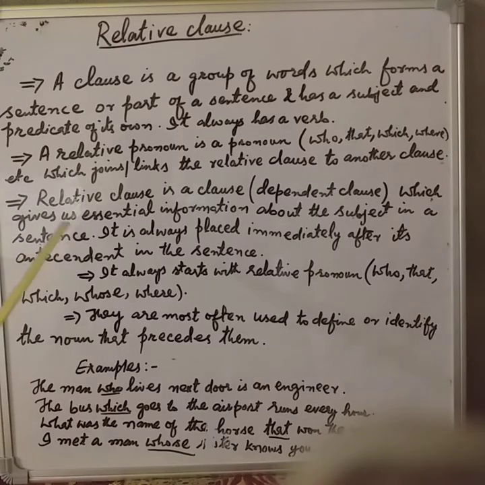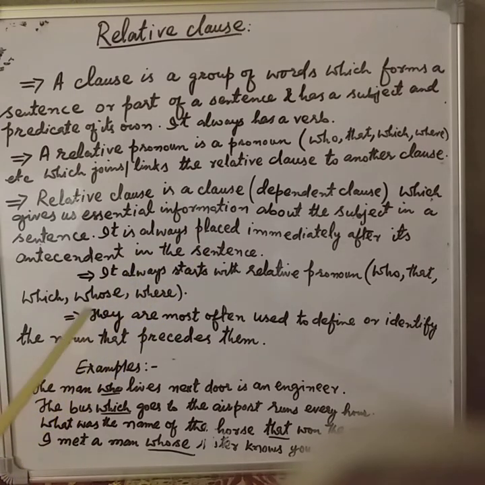Now, what is a relative clause? When we define a relative clause, dear students, a relative clause is a clause. Basically, it is from the dependent clause. So it is a dependent clause which gives us essential information about the subject in a sentence. Got it? It is always placed immediately after its antecedent. That means after its predecessor, which comes before it. And it is placed immediately after its antecedent, or we can say predecessor, in the sentence.